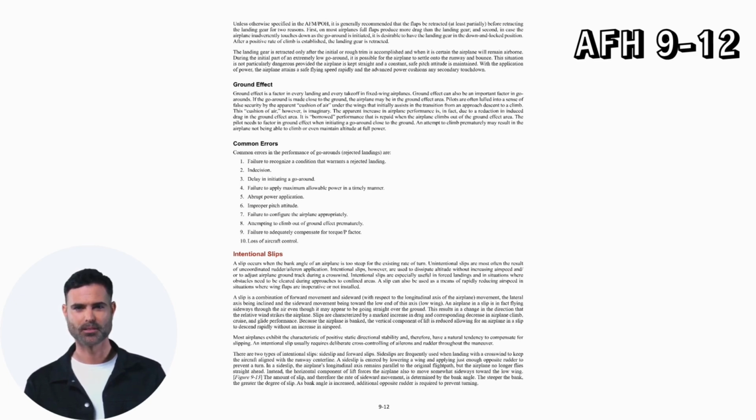Slips are characterized by a marked increase in drag and a corresponding decrease in airplane climb, cruise, and glide performance. Because the airplane is banked, the vertical component of lift is reduced, allowing an airplane in a slip to descend rapidly without an increase in airspeed. Most airplanes exhibit positive static directional stability, and therefore have a natural tendency to compensate for slipping. An intentional slip usually requires deliberate cross-controlling of ailerons and rudder throughout the maneuver.